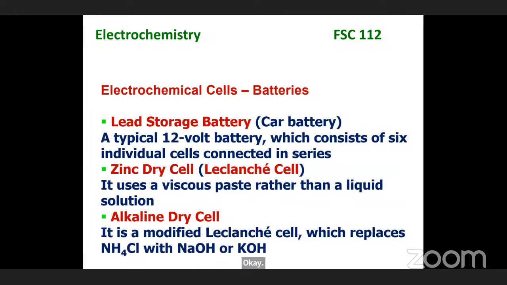Brief explanations of what batteries are. So a lead storage battery, that's a car battery. It's a typical 12 volt battery. It consists of 6 individual cells connected in series.